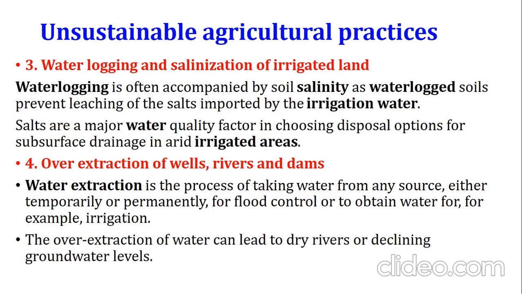The fourth practice is the over-extraction of wells, rivers and dams. Water extraction is the process of taking water from any source, either temporarily or permanently, for flood control or to obtain water, for example for irrigation. The over-extraction of water can lead to dry rivers or declining groundwater levels.